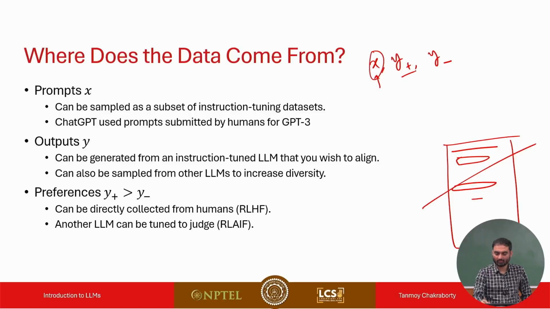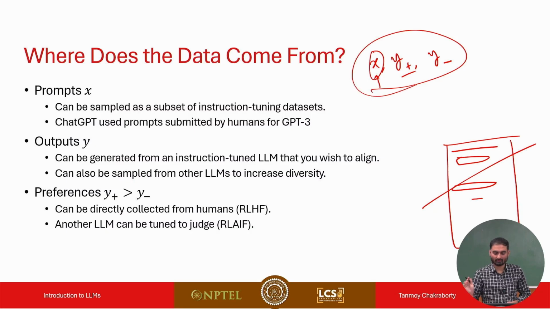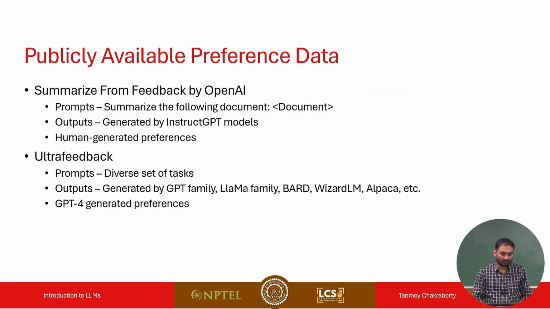How do you know that y plus is better, y minus is not better, or y plus is preferred, y minus is not preferred? Either you employ humans, and this will be RLHF, or you employ AI as judge, and this will be RLAIF. Okay, so the datasets are sorted. These are two publicly available datasets. If you are interested in this space for your research, you can use OpenAI's dataset, right?